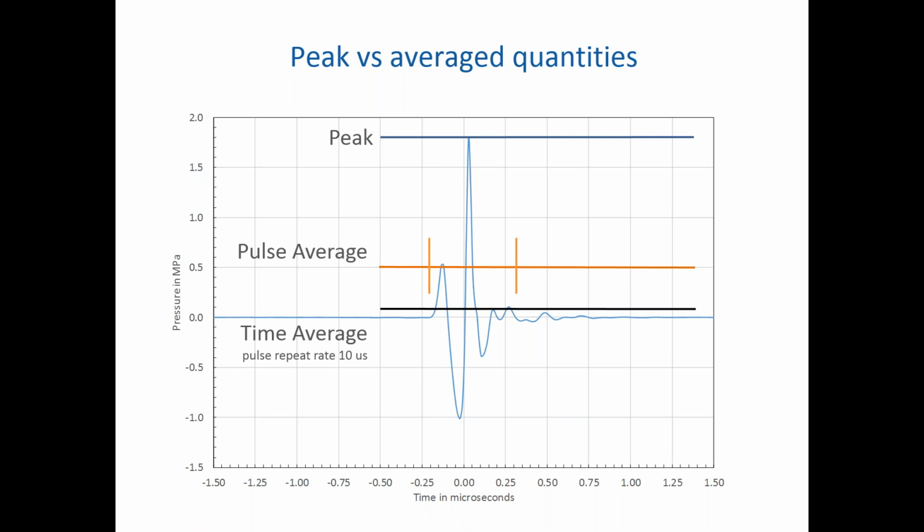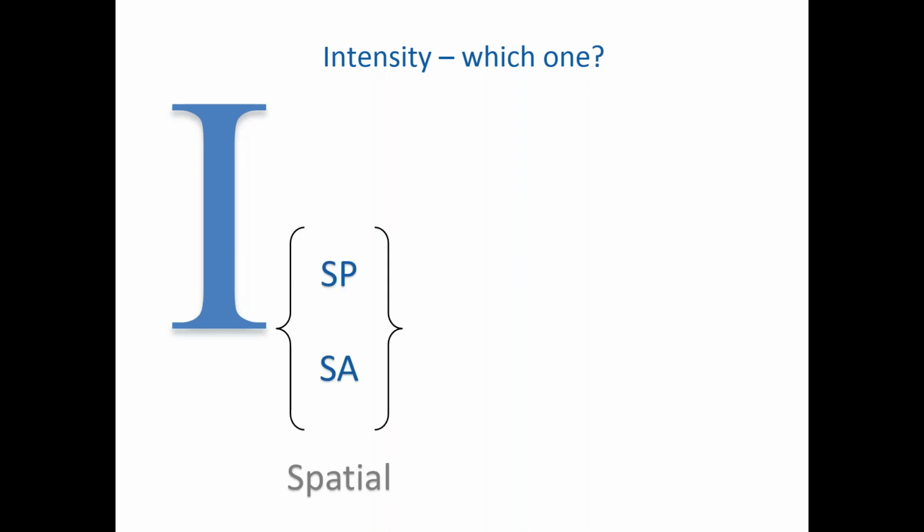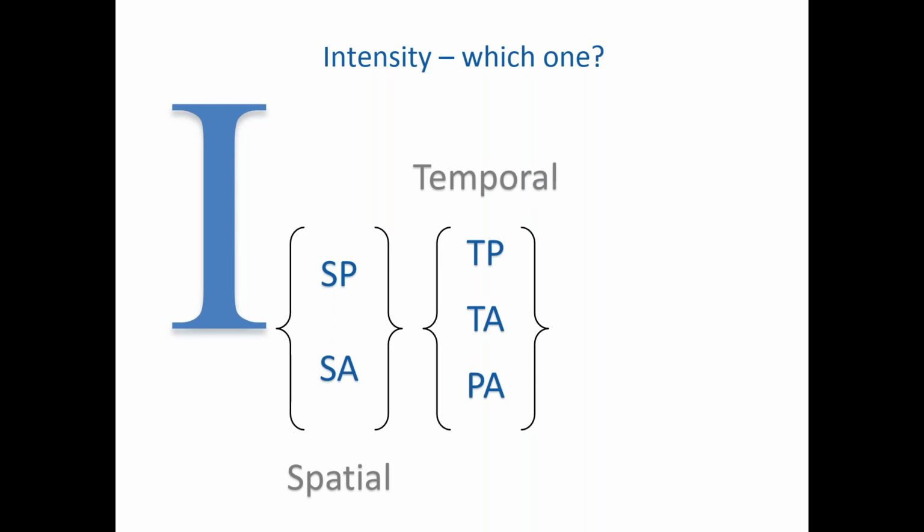And it's exactly these kinds of discussions which then lead us on to thoughts about intensity. We often hear the phrase ultrasonic intensity quoted, but actually it's quite important to start considering which ultrasonic intensity. So if we consider now, we have spatial peak and spatial average intensities. We've already considered graphically the fact that we've got temporal peak, temporal average, and also pulse average intensities. But there's a further complication as well.